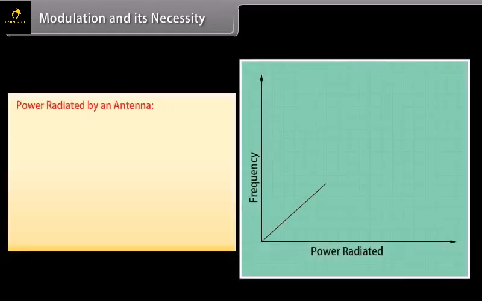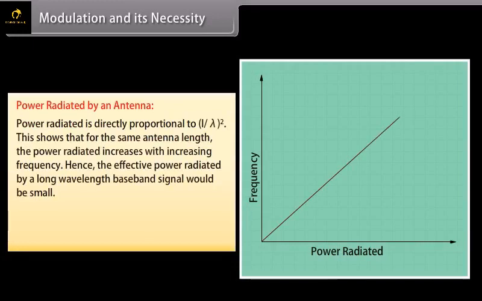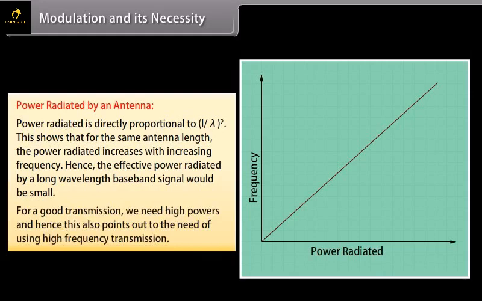Power radiated by an antenna. Power radiated is directly proportional to 1 upon lambda square. This shows that for the same antenna length, the power radiated increases with increasing frequency. Hence, the effective power radiated by a long wavelength baseband signal would be small. For a good transmission, we need high powers, and hence this also points out the need of using high frequency transmission.